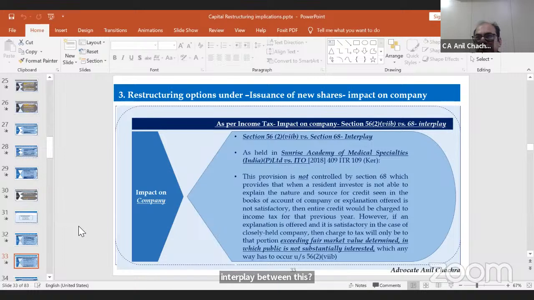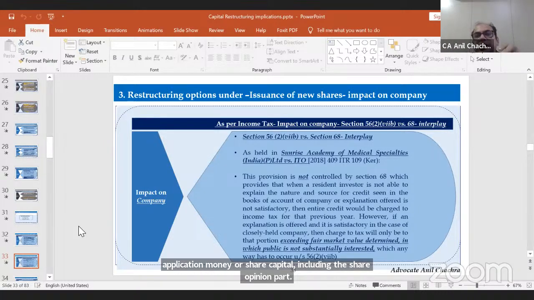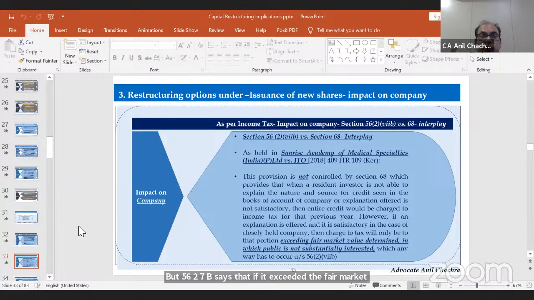In a case like Sunrise Academy, which has been elaborately discussed by the Kerala High Court, it is specified that both sections are independent. Section 56(2)(7)(b) says that the consideration which is in excess of the fair market value will be treated as income. Section 68 says that the entire credit will be treated as income if no explanation is received by the AO from the assessee, like share application money or share capital, including the share premium part. But 56(2)(7)(b) says that if it exceeds the fair market value, the difference between the fair market value and the amount received will be treated as a part of income. So that means both sections are independent. There is no interplay between 56(2)(7)(b) and Section 68.